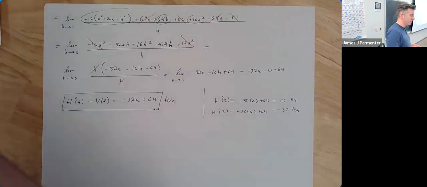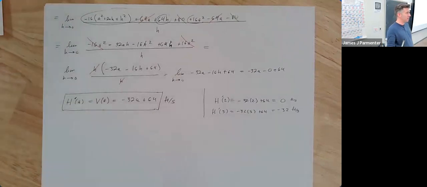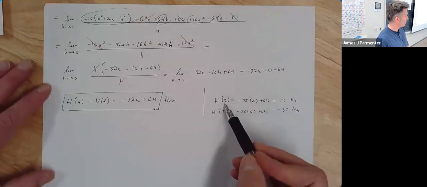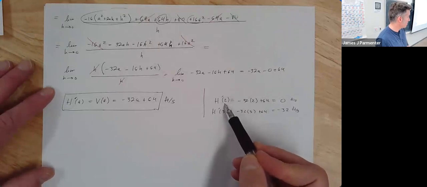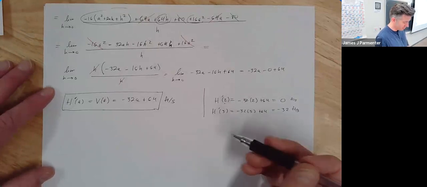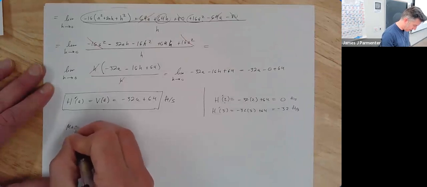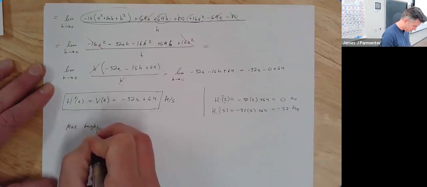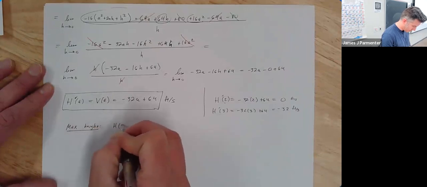So I will point out, even though it's not one of the questions, I'm still going to say it anyway. When does the rock reach a maximum height? Well, you reach a maximum height when you stop going up and start going down, meaning your velocity goes from positive to negative. So this rock would reach a maximum height at time equals 2 seconds. And then if you wanted to find the maximum height, it would be h of 2.